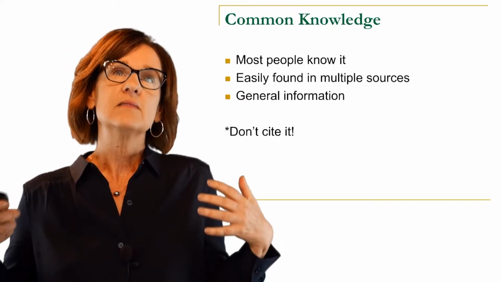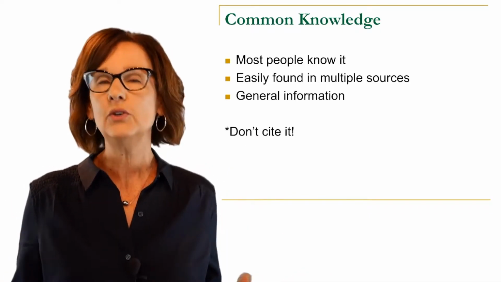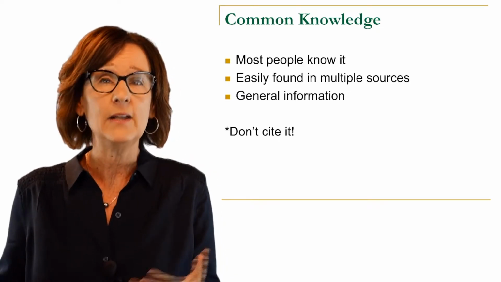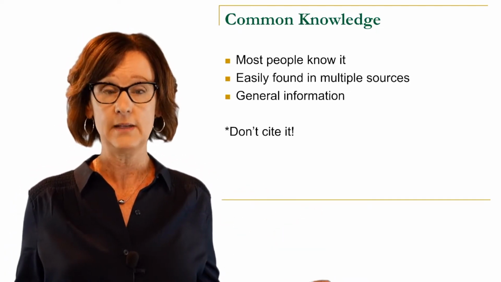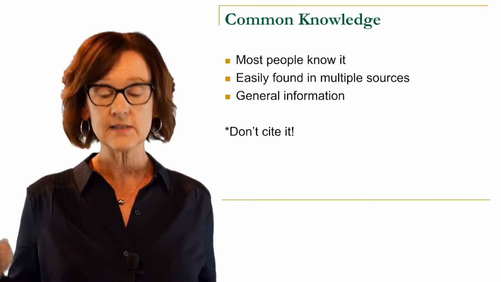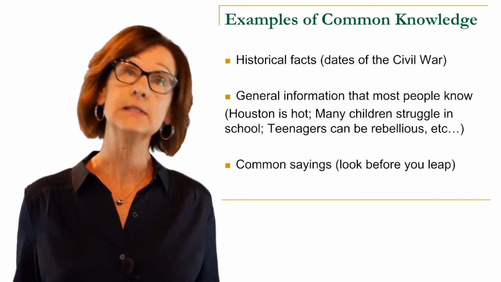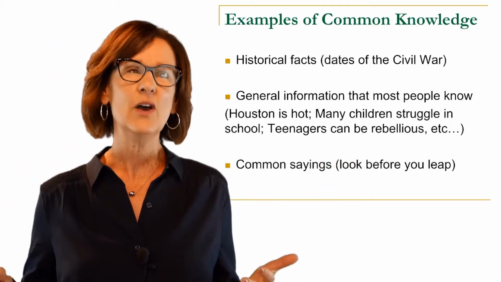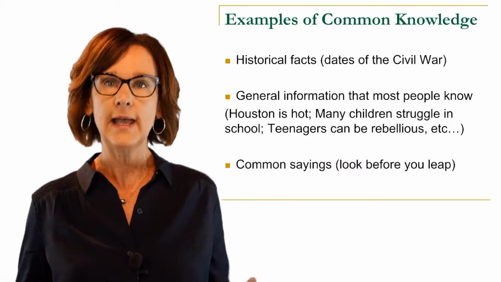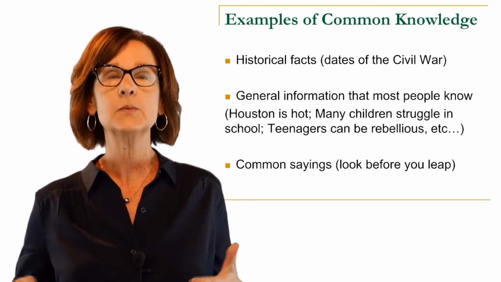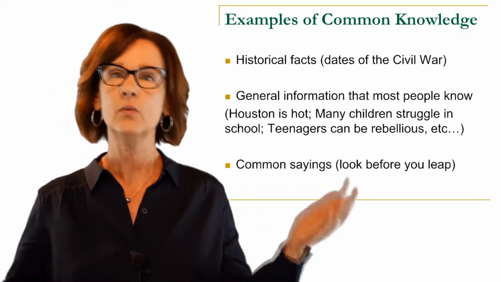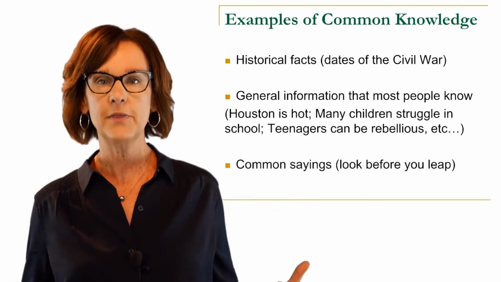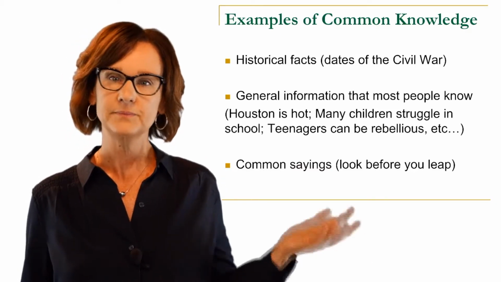So, you know, there's just information that people know. You don't have to cite it, and even if you see it in a source, people know it anyway. It doesn't have to be cited, okay? So don't waste your sources citing common knowledge. Here are some examples. Historical facts, like the dates of the Civil War. You know, even if you don't know off the top of your head the dates of the Civil War, it's pretty much in every history book, every reference book. It's something that every student learns in school, that type of thing. You don't need to cite that.